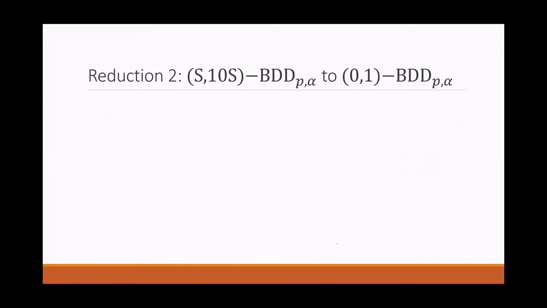So let's look at the second part of our reduction. Let's assume that we've already shown that S10S BDD is hard, and show how we can reduce it efficiently to 0,1 BDD. The technique we're going to use for this is random lattice sparsification, which was introduced by Cote in the context of lattice hardness proofs. The rough idea here is we just want to keep a random 1/q fraction of the points in our input lattice L.